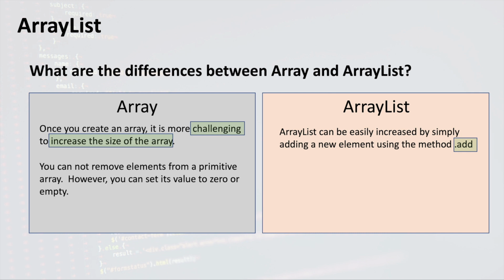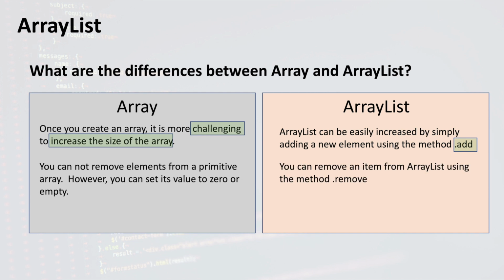The second difference, removing an element from an array, a primitive array, is challenging because you can't do that just straightforwardly. You need to create a new array and do a for loop and copy every element except the element that you don't want. So it's complicated. You can maybe set the value to 0, but you still have a location in the memory used for that element, regardless of the data you have in the place. So removing elements from an array is not simple.